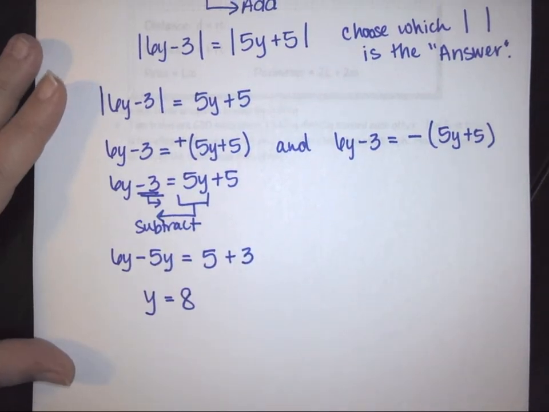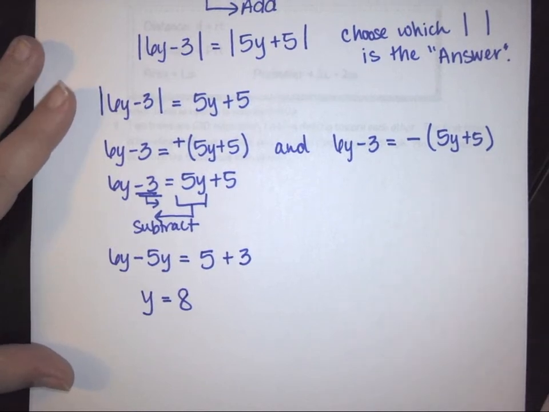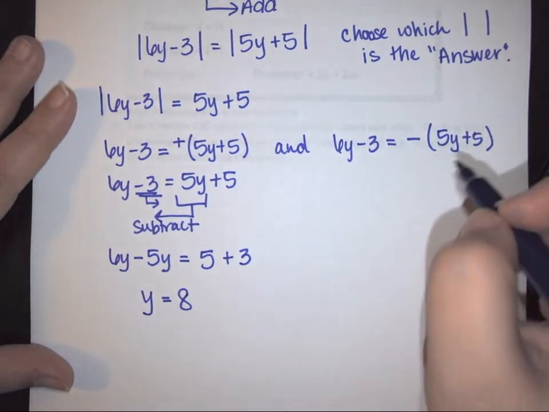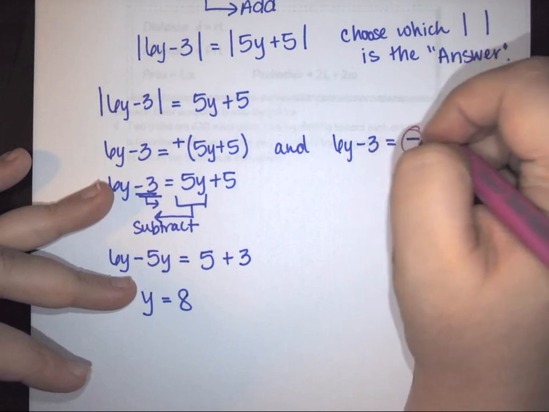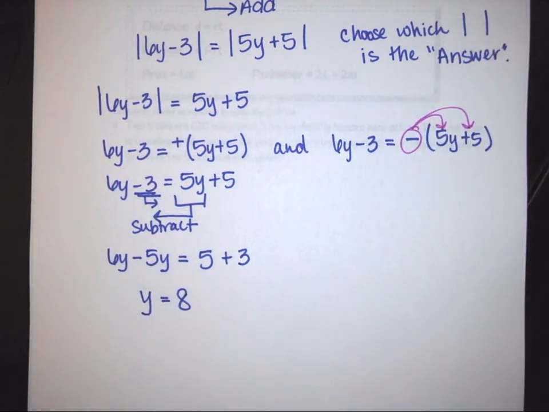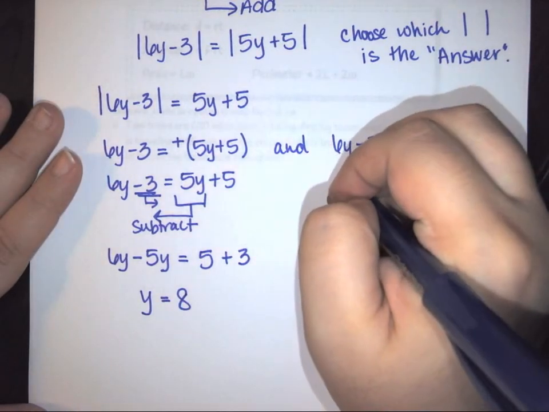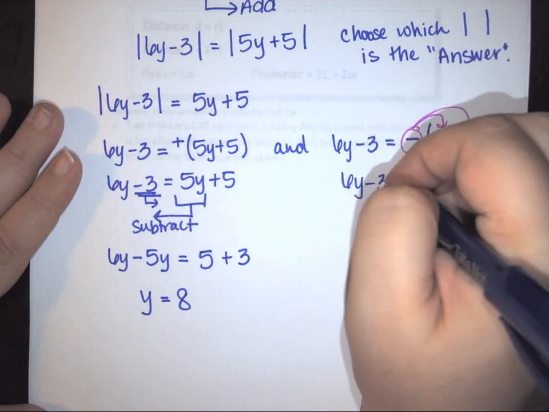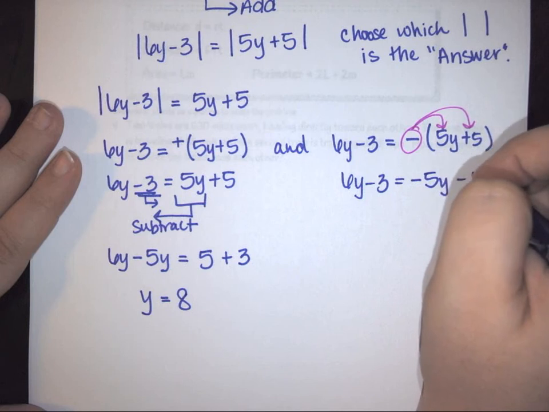Now I need to look at the second one. So here I have a negative. So this negative here has to be distributed. So I'm going to take this negative and I have to distribute it through both sides of my answer. So this is going to give me that 6y minus 3 is equal to negative 5y minus 5.